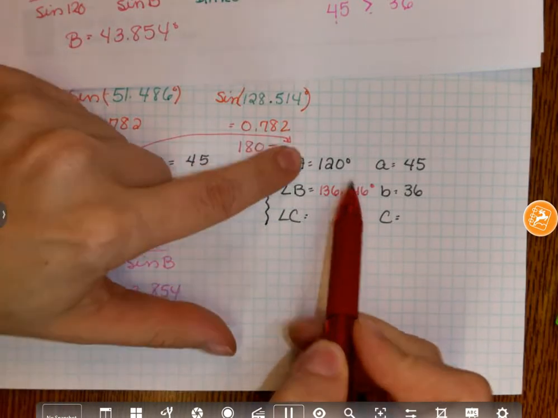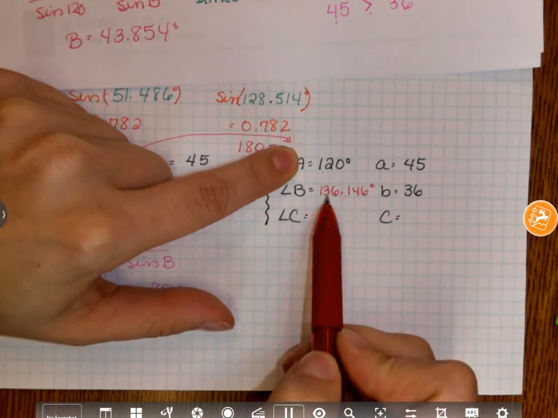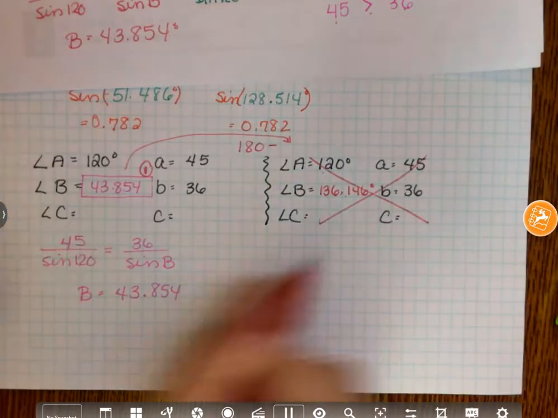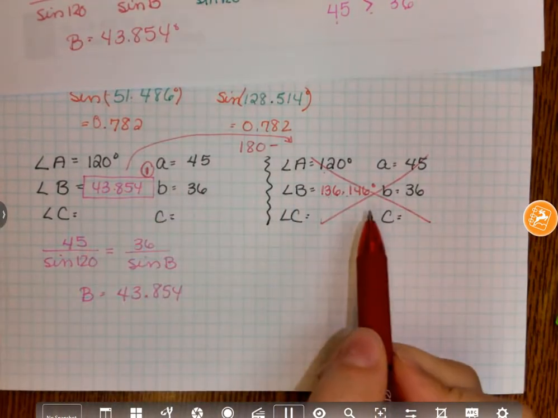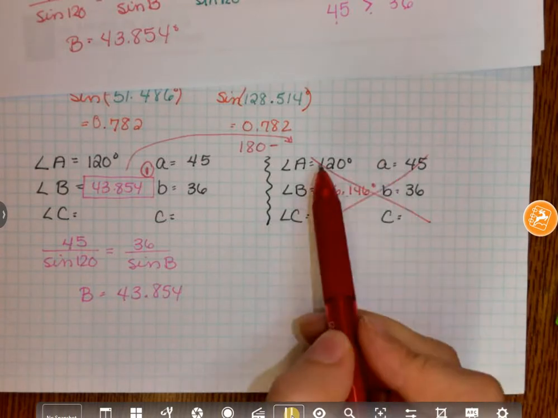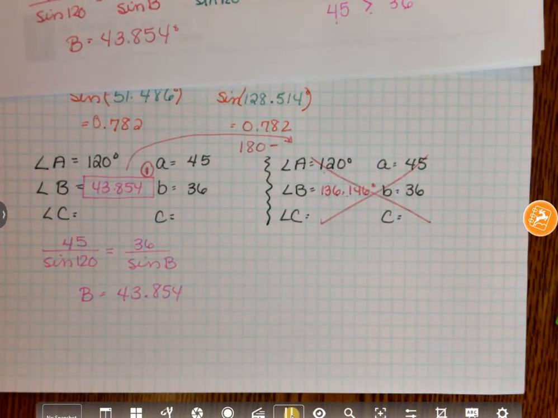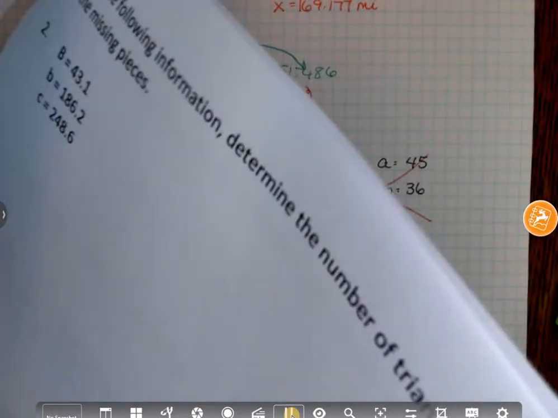Now here's my question. I have 120 degrees. I have 136 degrees. Can I make a triangle with that? Why not? So how many degrees do we have? Over 180. That just broke my triangle. So I know it's just one triangle, because if I try to do the other one, it doesn't work. If I do 180 minus this, I'm going to get some weird thing. We don't do that. Okay? So no matter what, those are the steps that we'll take when we have two triangles.